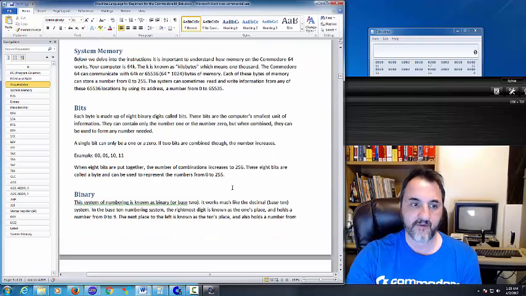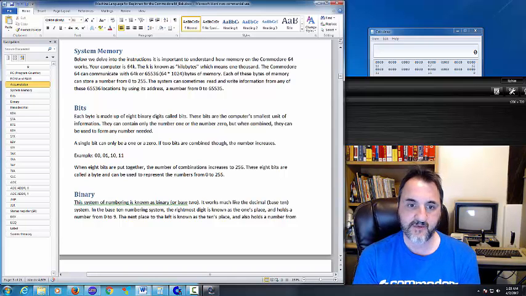Now we'll learn about something called bits. Each byte is made up of 8 binary digits called bits. These bits are the computer's smallest unit of information. They can contain only the number 1 or the number 0, but when combined, they can be used to form any number needed. A single bit can only be a 1 or a 0. If two bits are combined, though, the number increases. An example here is showing 00, 01, 10, 11.